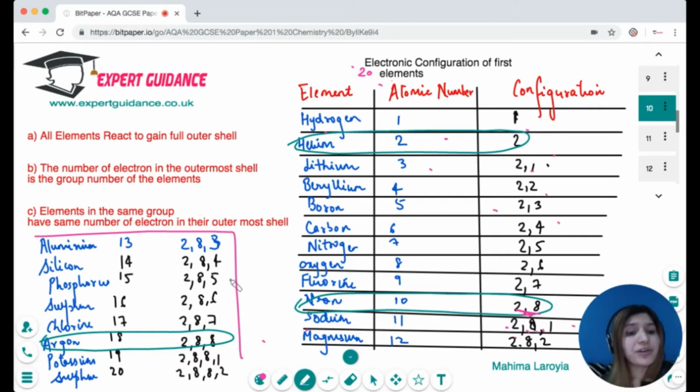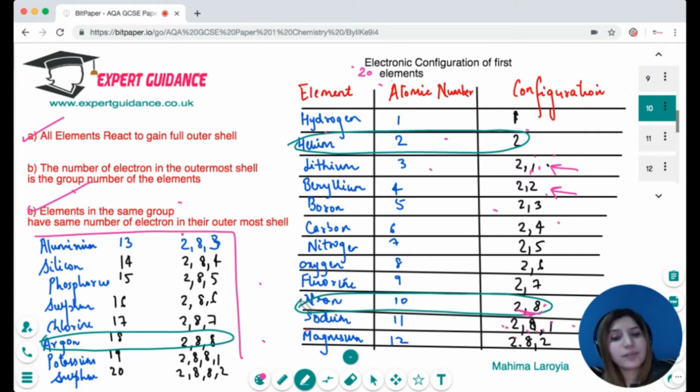Now, electronic configuration is very useful. Why? Because electronic configuration gives you the information whether the electrons are fully filled in a shell or not. If the electrons are not fully filled in each shell, the elements will react in order to gain a full outer shell. The number of electrons in the outermost shell gives us the group number of the element. So lithium belongs to group 1, beryllium belongs to group 2. Lithium and sodium both have 1 electron in their outermost shell. Therefore, they belong to the same group. So by looking at the electronic configuration, you can get that much information about any element.